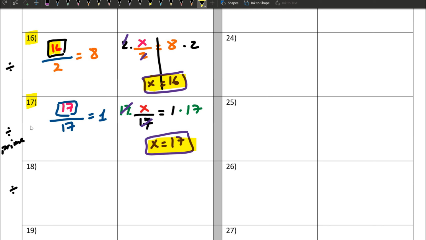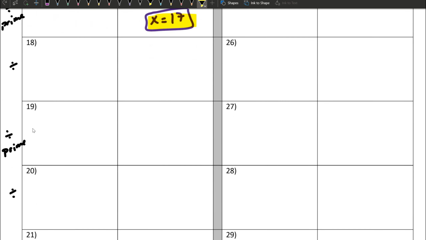Alright. So 18, 19, 20 are your choice. The divisors of 18 can be 1, 2, 3, 6, 9, and 18. Of your choice, pick one of these numbers to divide 18 by. For 19, you only have 1 and 19. For 20, you have 1, 2, 4, 5, 10, and then 20. So pick one of these to divide 20 by.